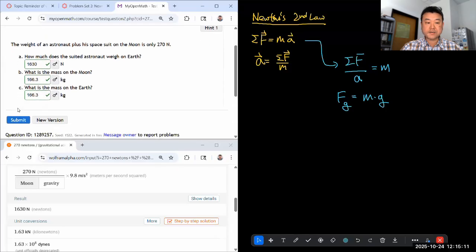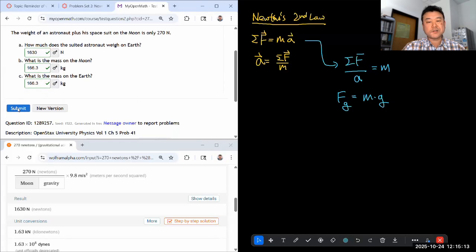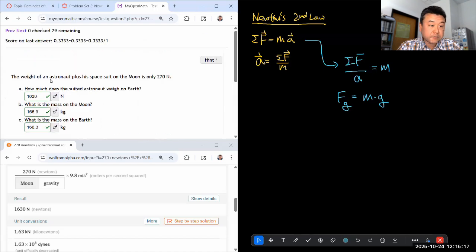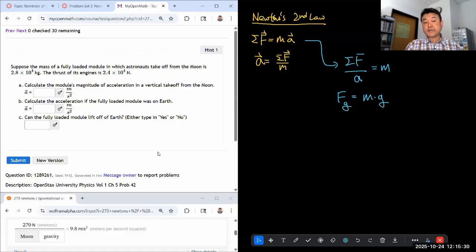Pretty easy question. As I said, these are all a group of questions that are a pretty simple application of Newton's second law. Let me get to the next question. All right. Suppose the mass of a fully loaded module in which astronauts take off from the moon is some mass. The thrust of the engines is some force. Calculate the module's magnitude of acceleration in the vertical takeoff from the moon. Okay. All right, so I gotta work this out.